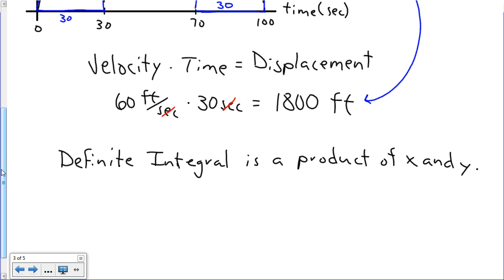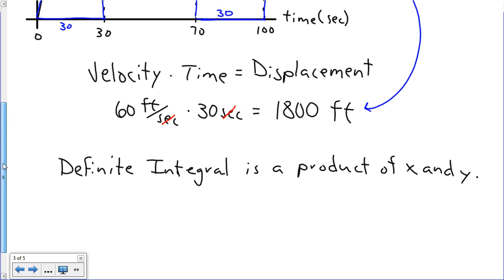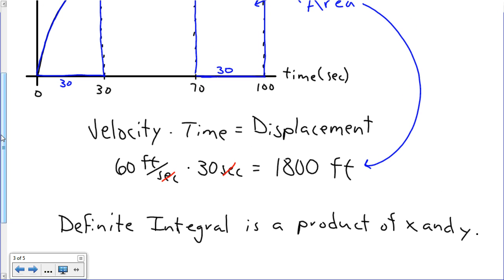Product of x and y. The example we saw there, our x was our time. This was our x, and our velocity was our y. We were multiplying x times y to find displacement, which is that area, that definite integral. So another way to describe a definite integral is a product of x and y.